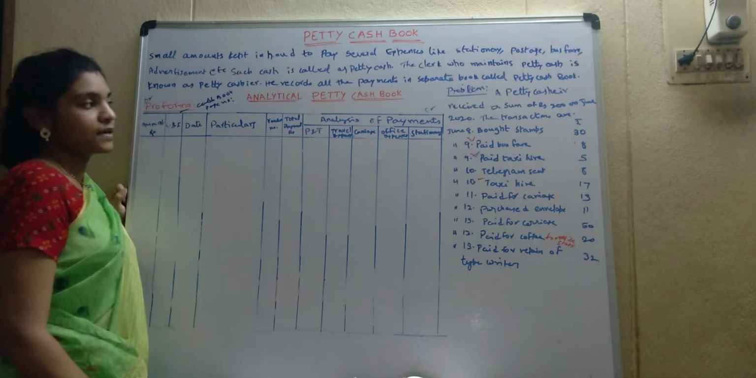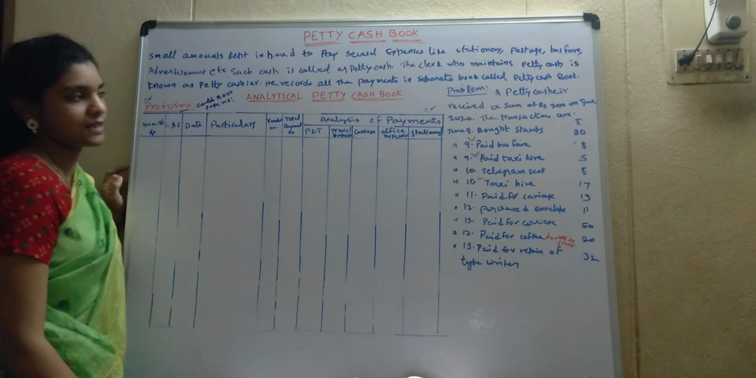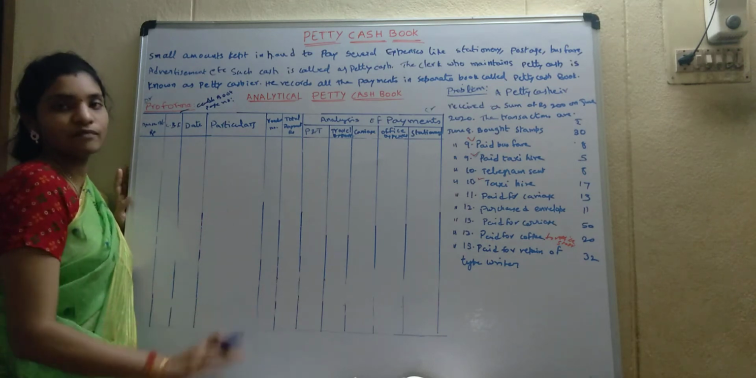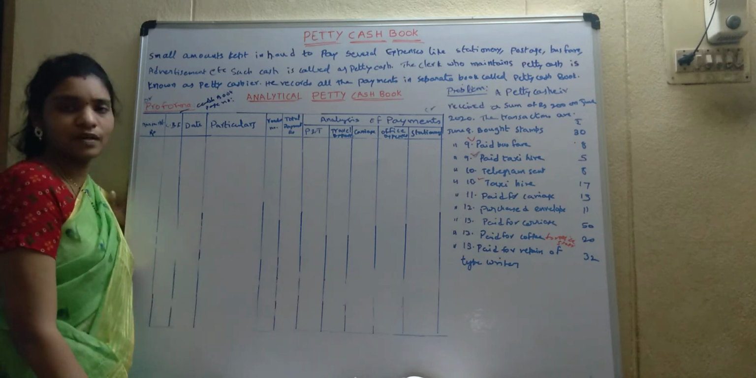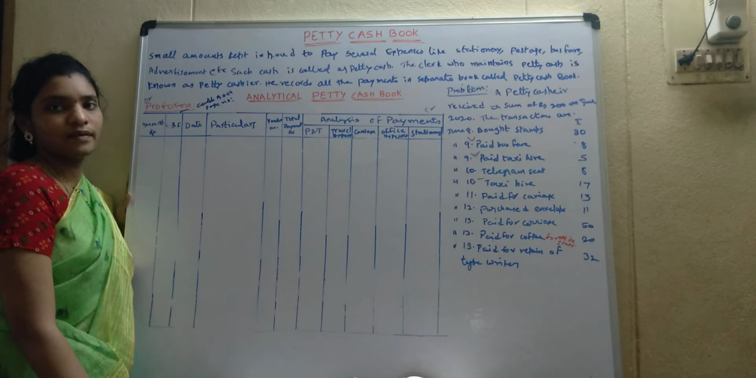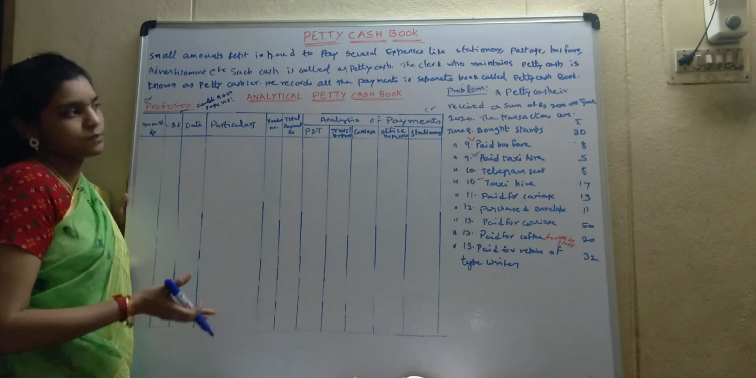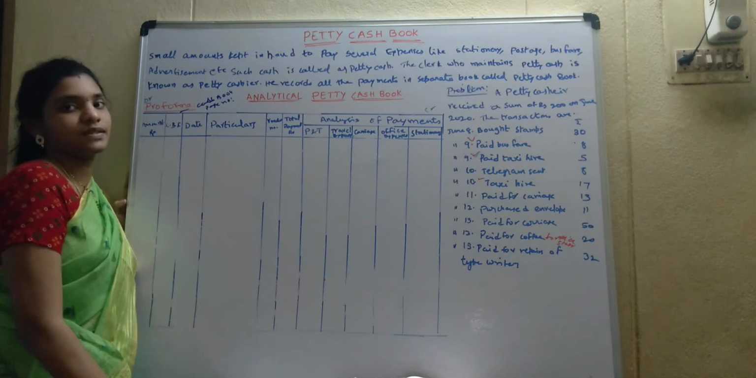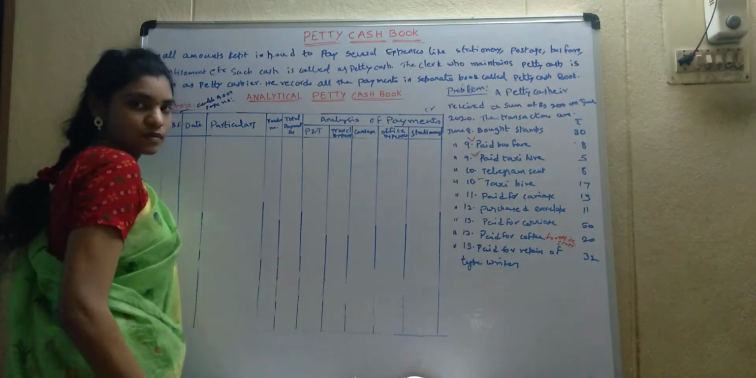Coming to the columns, every business concern has its own requirements. Basing on the requirements, they can maintain as many columns as they require. Some may require some columns, some may require other columns. So basing on the requirements of the business concern, we can maintain as many columns as we need.